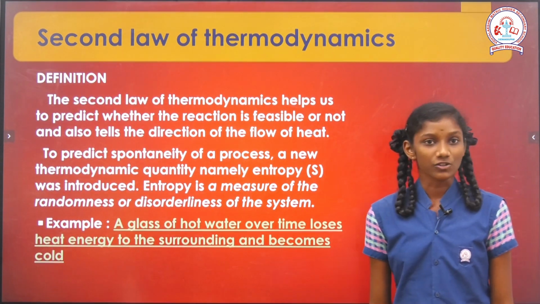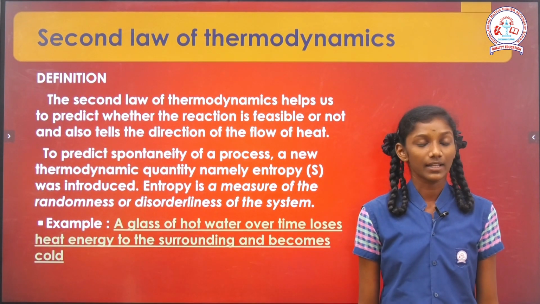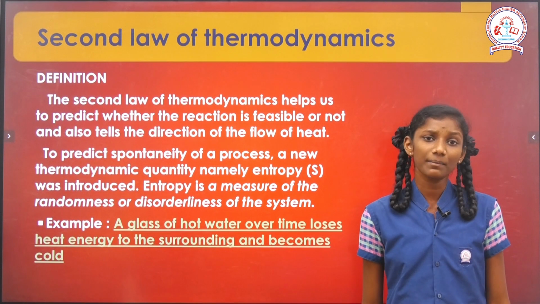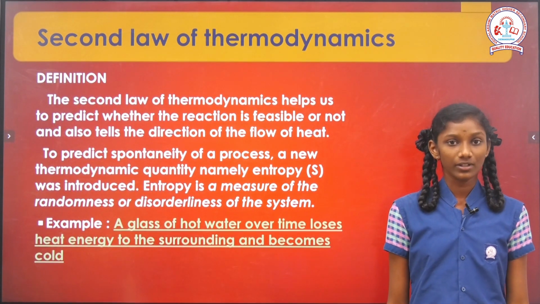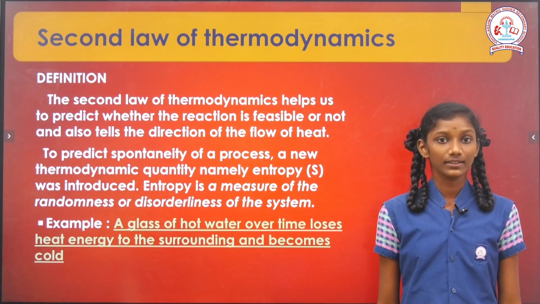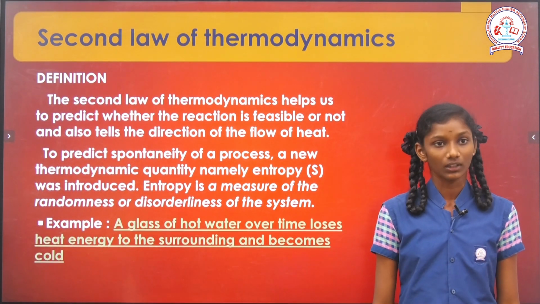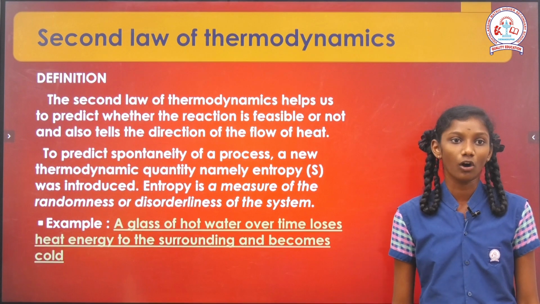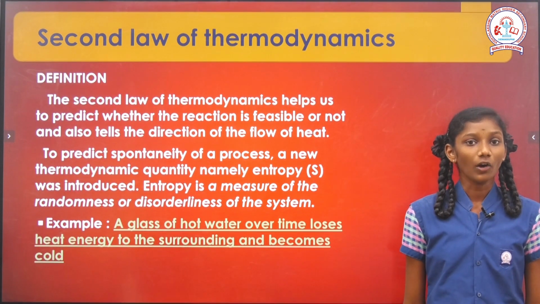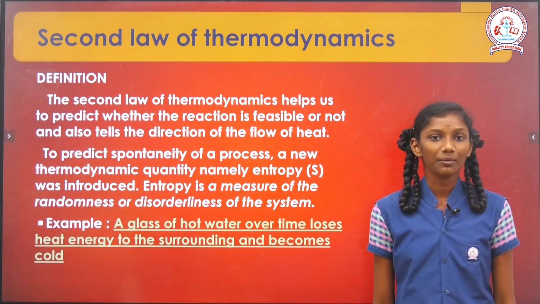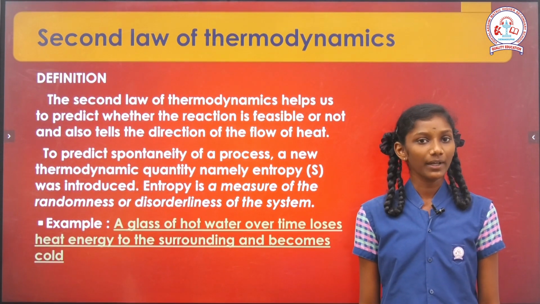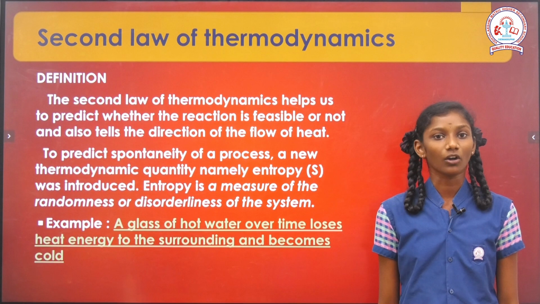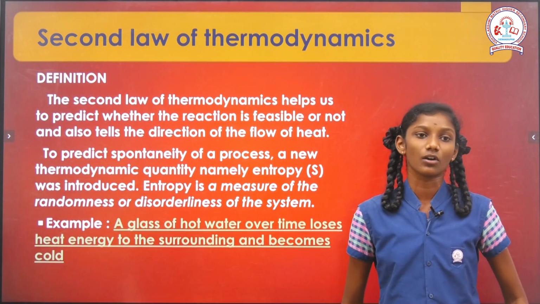Let us move on to the next topic, second law of thermodynamics. What is meant by second law of thermodynamics? It helps us to predict whether the reaction is feasible or not, that is the reaction is possible or not, and also tells the direction of flow of heat. To predict the spontaneity of a process, a new thermodynamic quantity was introduced, namely entropy. What is meant by entropy? It is a measurement of randomness or disorderliness of the system.